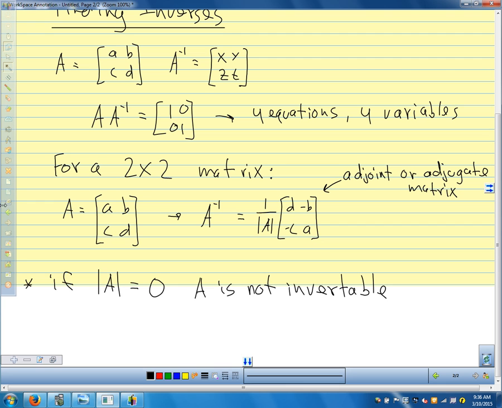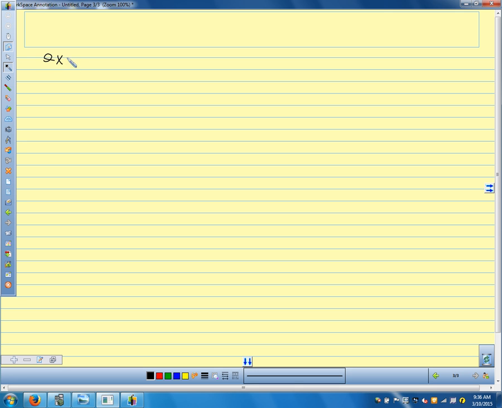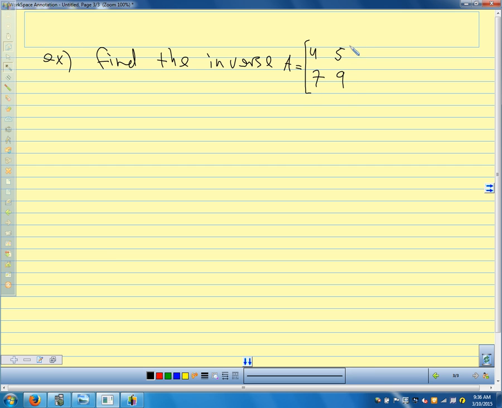Okay, so if we want to find the inverse of the matrix A equals 4, 5, 7, 9. Do I want to do that one? I want to do one with different numbers. Sorry, just a little easier to calculate with this one. 3, 2, 9, 5.